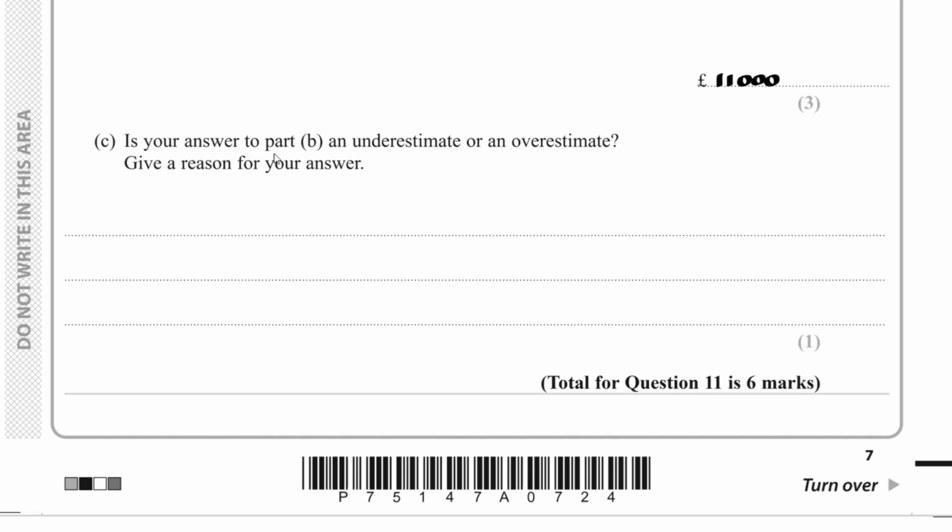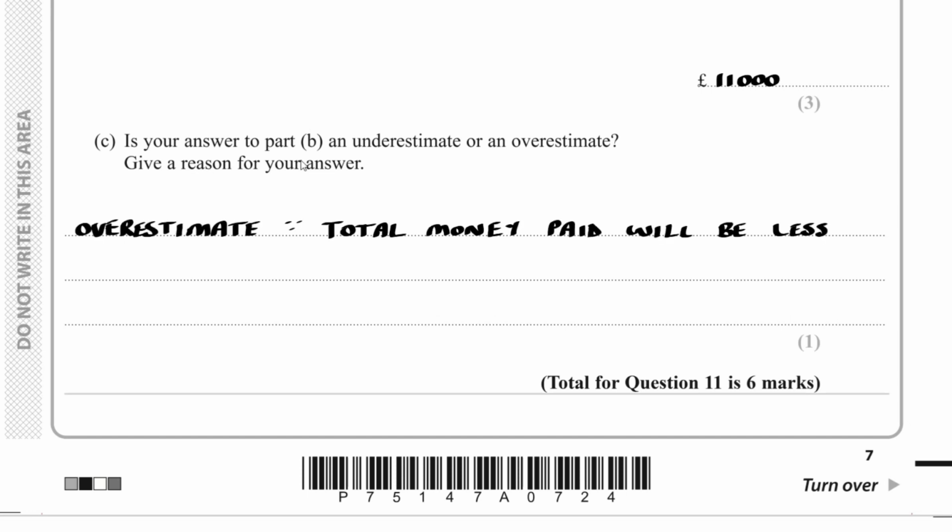Part C is your answer to Part B. An underestimate or an overestimate? Give a reason for your answer. Well, we have an overestimate, and that's because the total money paid will be less since all the values were rounded up.